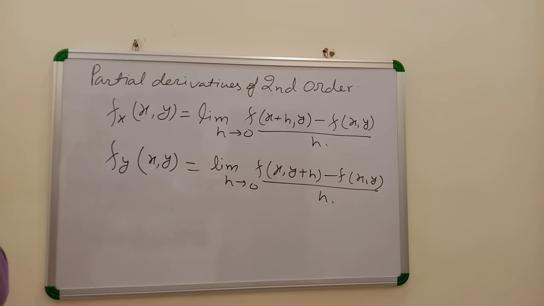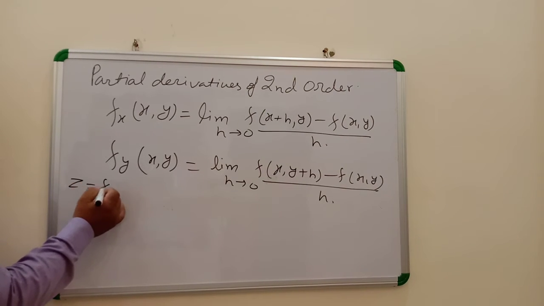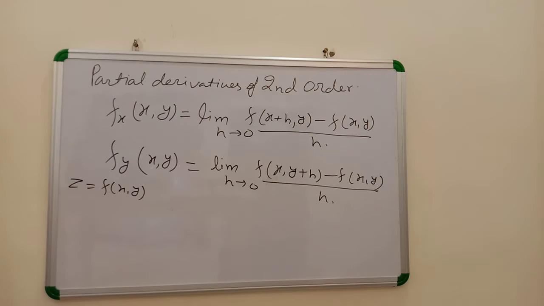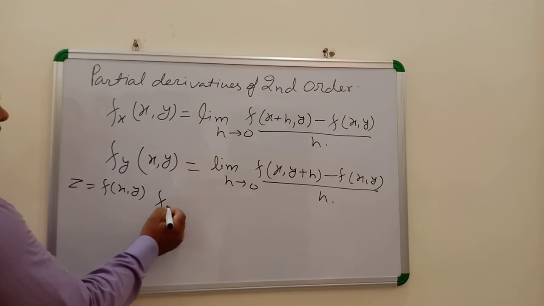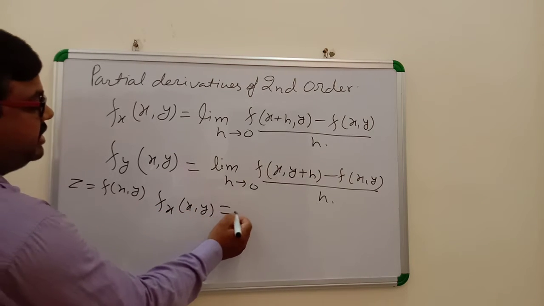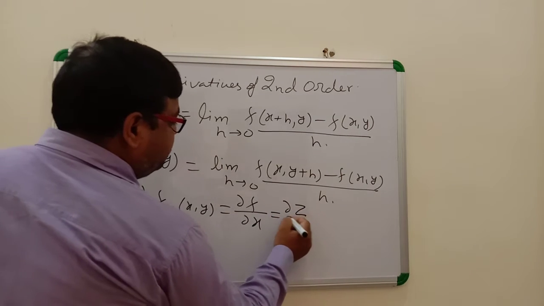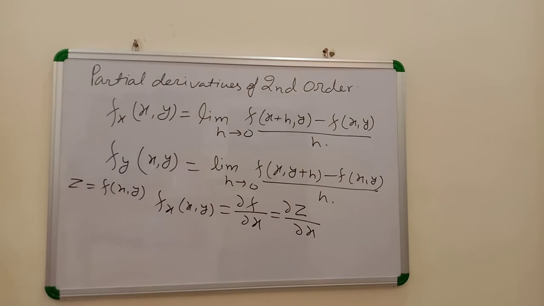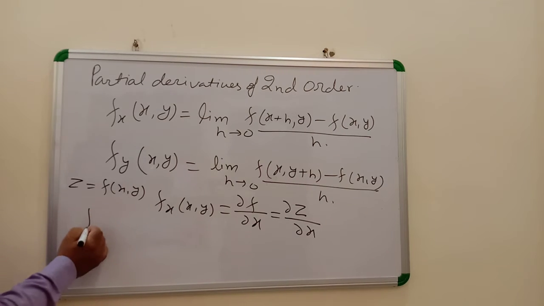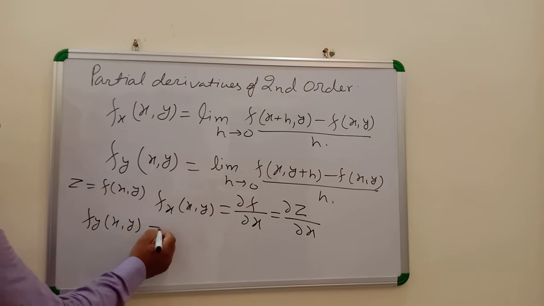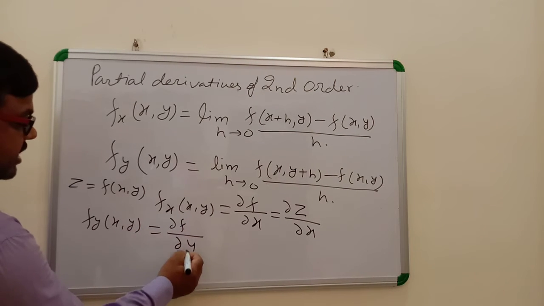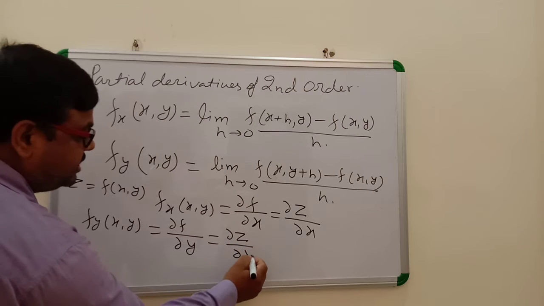Next, notation for partial derivatives. If z is a function of x and y, then the partial derivative with respect to x, f_x(x,y), is denoted by del f over del x. It can also be written as del z over del x. Similarly, f_y(x,y) is denoted by del f over del y, that is del z over del y.